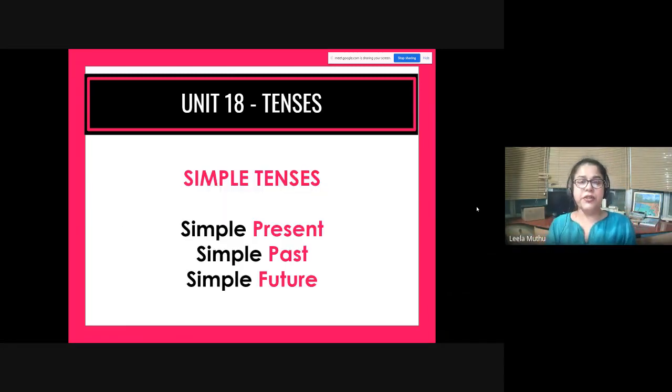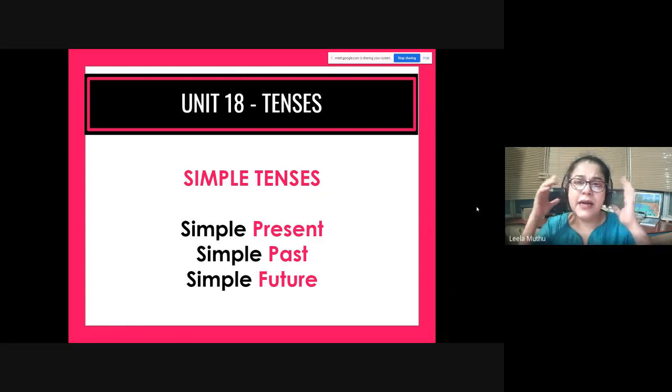So now let's just go to the simple tenses. Sometimes people call it, you have the three simple tenses, which is the simple present, simple past, and the simple future. Okay, these are the simple tenses. Sometimes it's referred to as present simple, past simple, or future simple. People refer to it in both ways, but I'm going to just call it simple present, simple past, and simple future because that's the way I learned it as a kid.